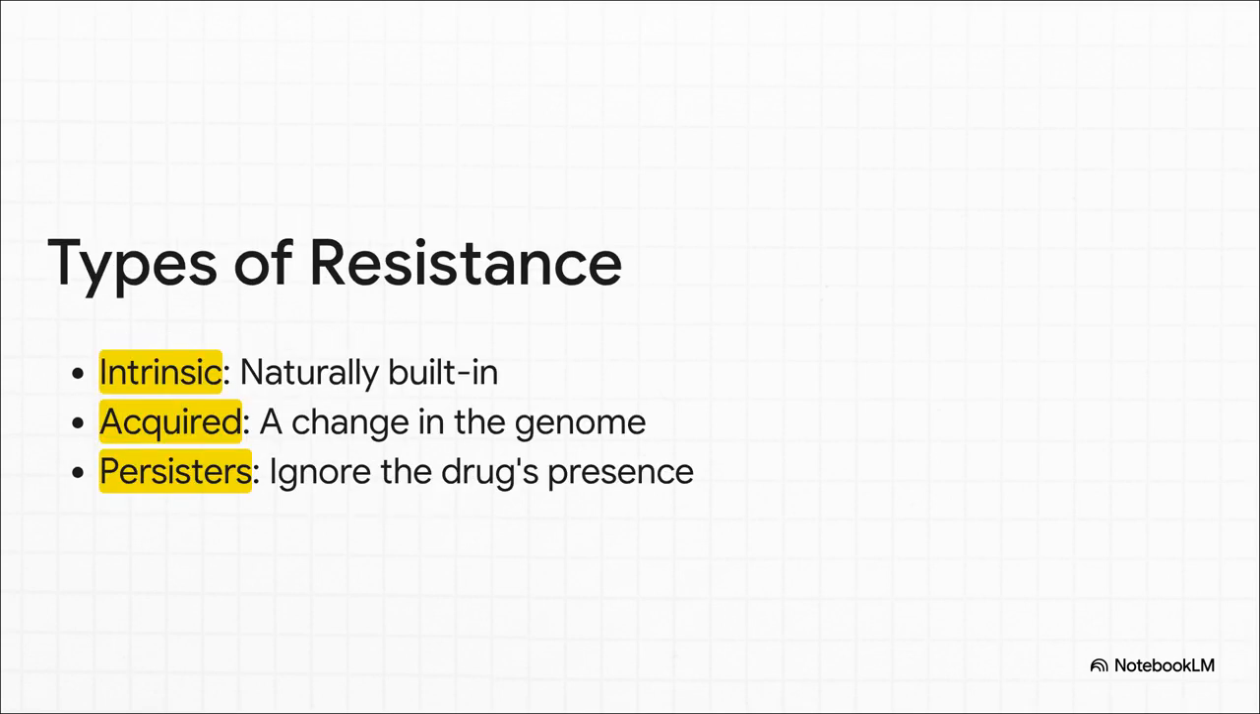Now this resistance, it comes in a few different flavors. Some of it is intrinsic, meaning a bacterium is just naturally immune. What's more concerning is acquired resistance, where they actually evolve a new defense through a change in their genes. And here's the scary part. They can actually share these genetic blueprints for resistance with other bacteria, spreading it like wildfire. And then you have persisters, bacteria that just play dead and ignore the drug until the coast is clear.